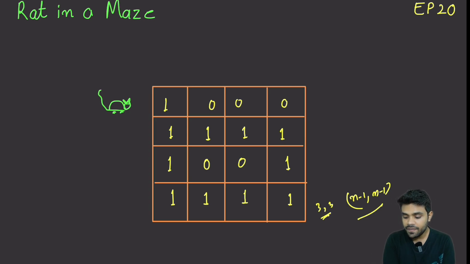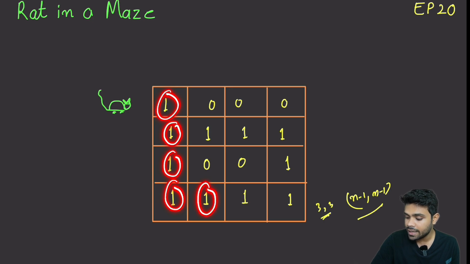Now we have to print or return all the paths that the rat can follow to reach from 0 comma 0 to n minus 1, n minus 1, basically to 3, 3. Manually we can see that there are two paths over here. The first path starts from here, then goes down, down, down, then right, right, right. This is one of the possible paths.